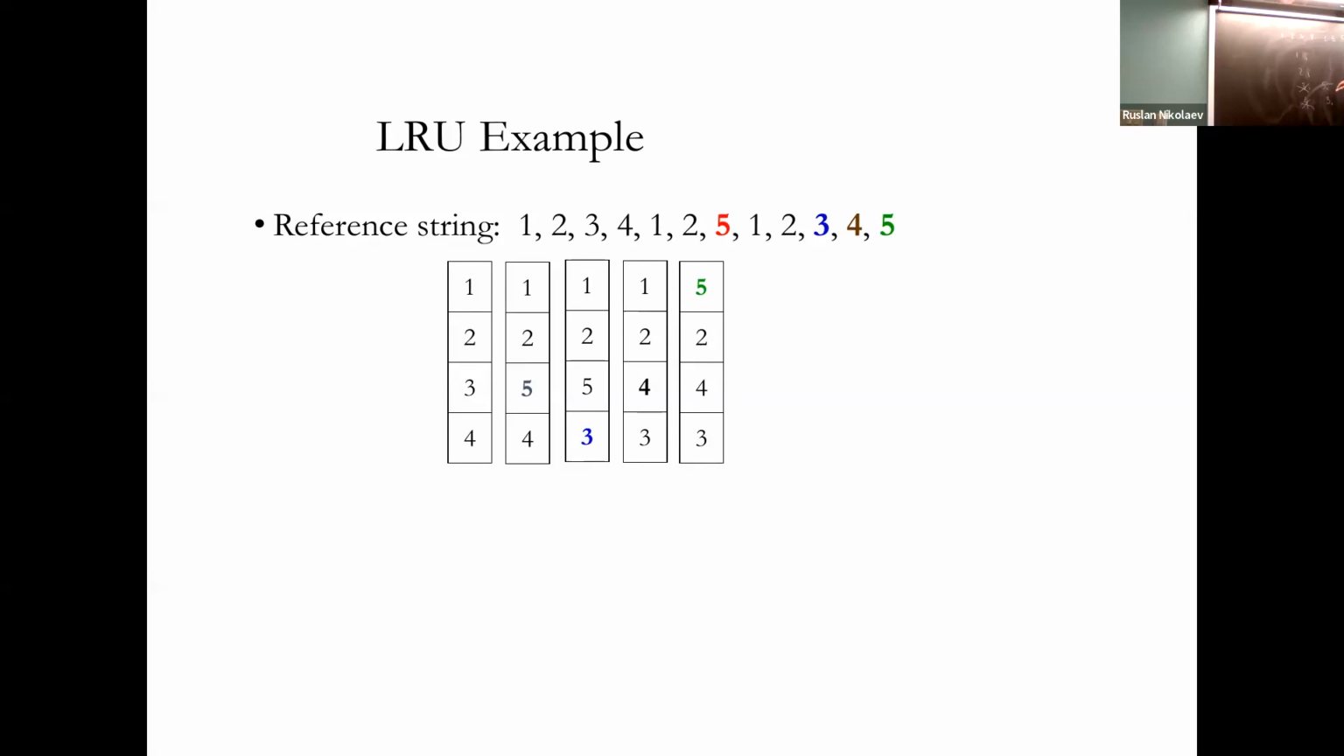Okay, 1, 2, then what? We have 4. What is the least recently used now? 5 is the least recently used. So that's going to be 4. Let me put 10. And then I have 5.